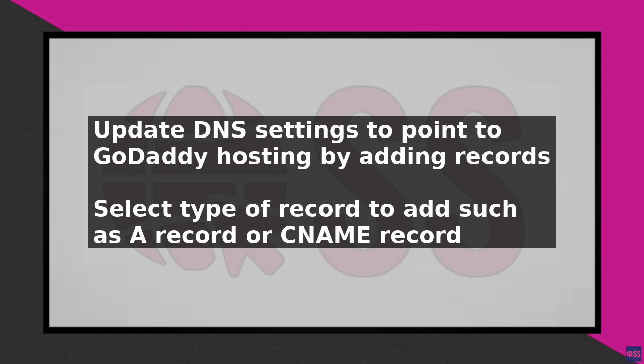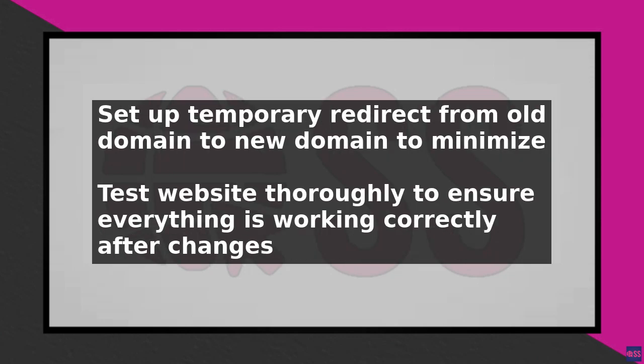To set up a redirect, log into your GoDaddy hosting account and navigate to the File Manager. Create a new file called index.html and add a meta redirect tag to the file, pointing to your new domain. Upload the file to the root directory of your old domain and test the redirect to make sure it is working correctly.